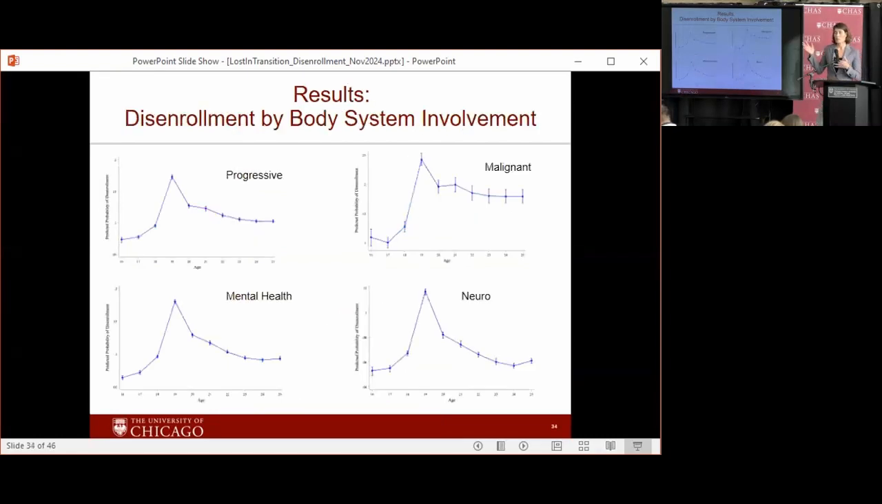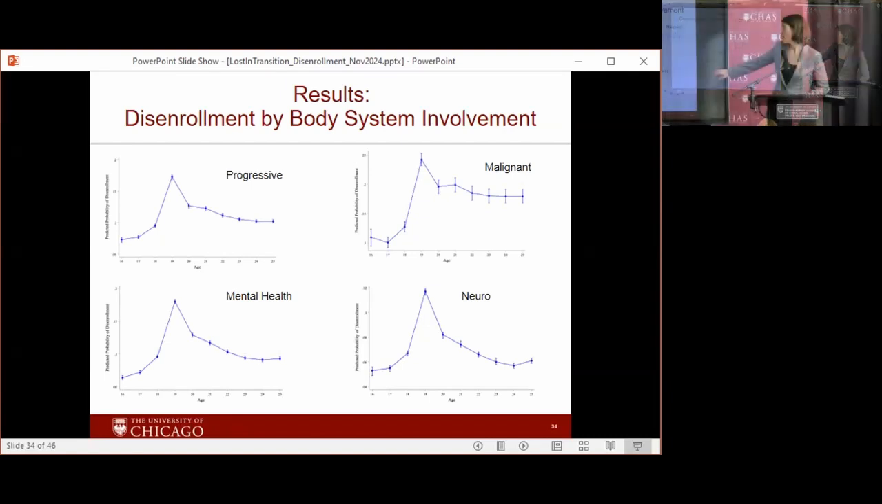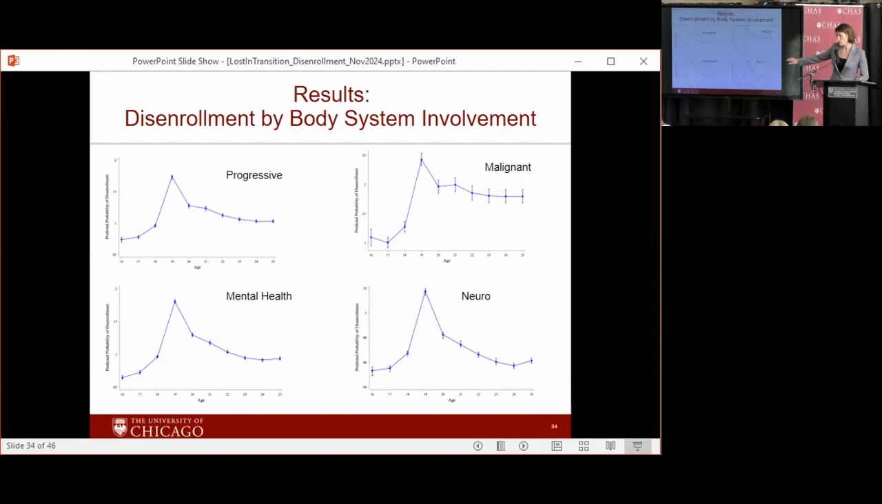So turning from states to different body systems. When you look at the individual body systems involved in the complex condition, the patterns look relatively the same. And you probably can't see this all the way in the back, the magnitudes are much different. These axes, the y-axis is different for these conditions.